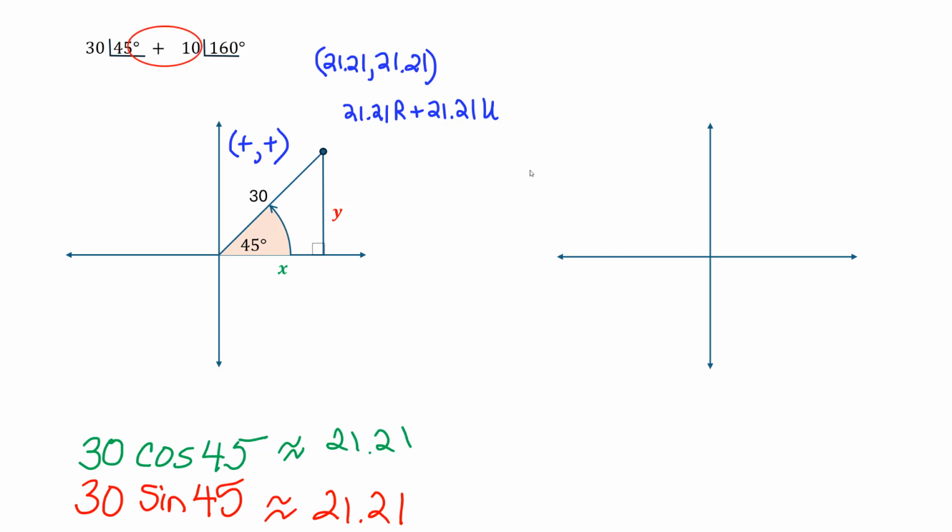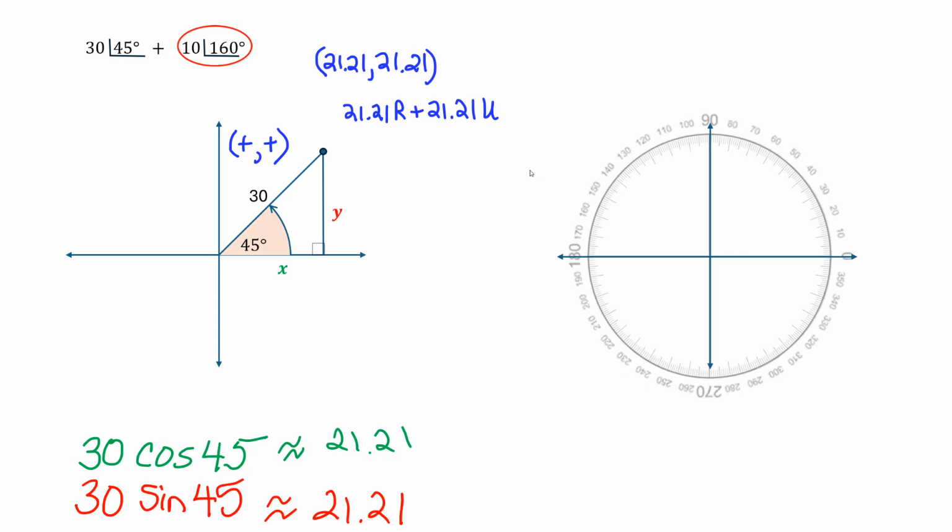Now we're going to look at the second vector, 10, 160 degrees. So we are going to rotate 160 degrees this time. And then we're going to go out 10 from the origin. And now we know we are in the second quadrant, so our x will be negative and our y will be positive. And we know that that little angle that's left there is 20 degrees.